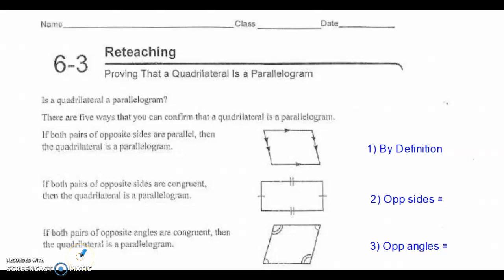Hey folks, in today's lesson we are going to be proving quads are a parallelogram, and there are 5 ways to figure that out. Some of these are very familiar to you. For the first one, by the definition, look at this. Both pairs of sides are parallel, so that's by the definition.